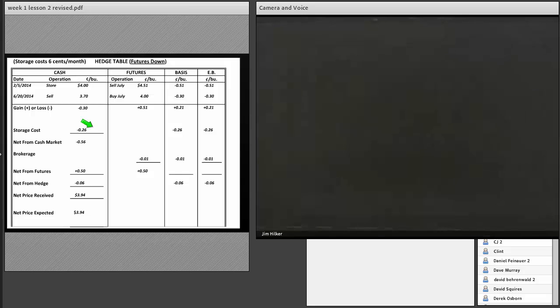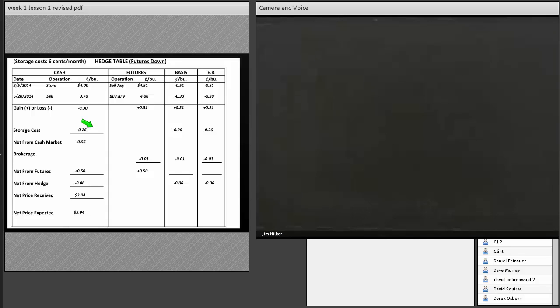So let's look up here in the basis column. We gained 21 cents, but storage is going to be 26 cents. How did I get that? 6 cents a month, down the bottom of the last column. What I did here is I took the 2 cents a month of where I could be. We made the same amount of money in the futures market, or 50 cents, after paying back my loan. So because I did it, that cost me 2 cents.